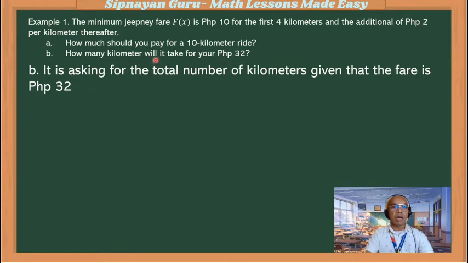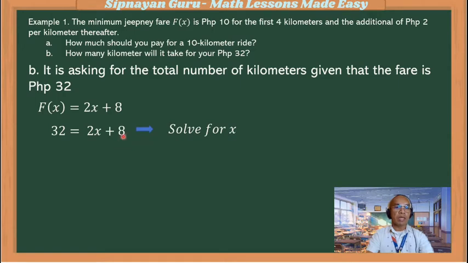Second question, how many kilometers will it take for your 32 pesos? So it is asking for the total number of kilometers given that the fare is 32 pesos. So the f of x, this is the function, is equal to 2x plus 8. And since the total fare is given, which is 32, substitute this one as the function of x. So this would be 32 is equal to 2x plus 8.